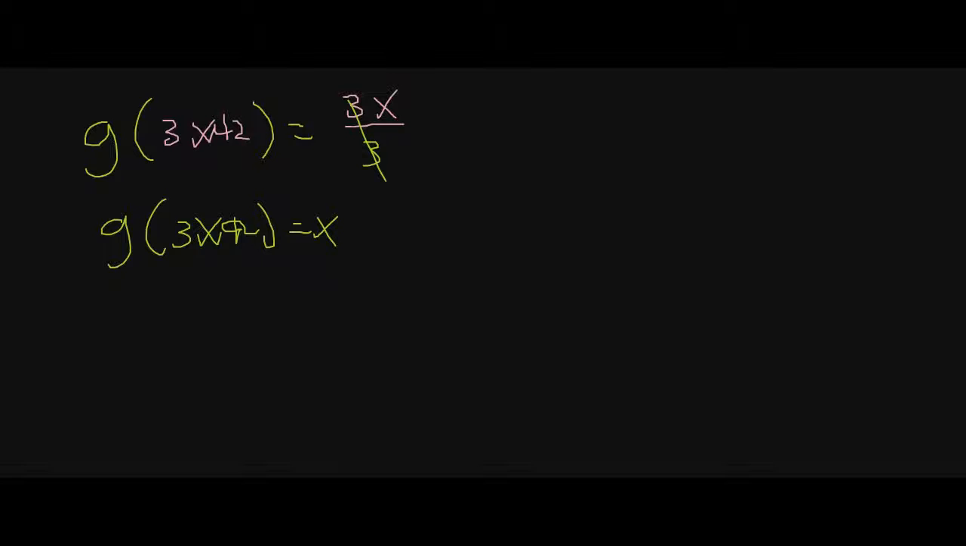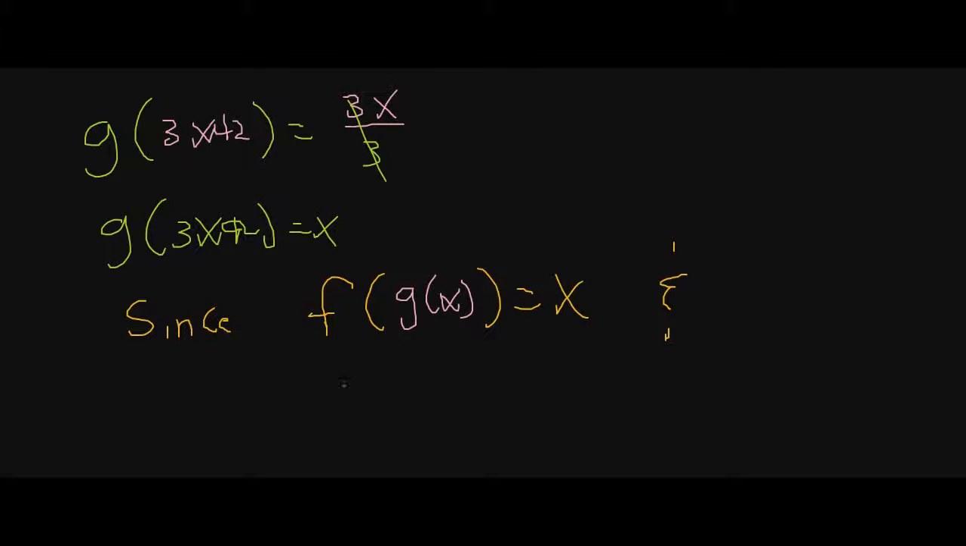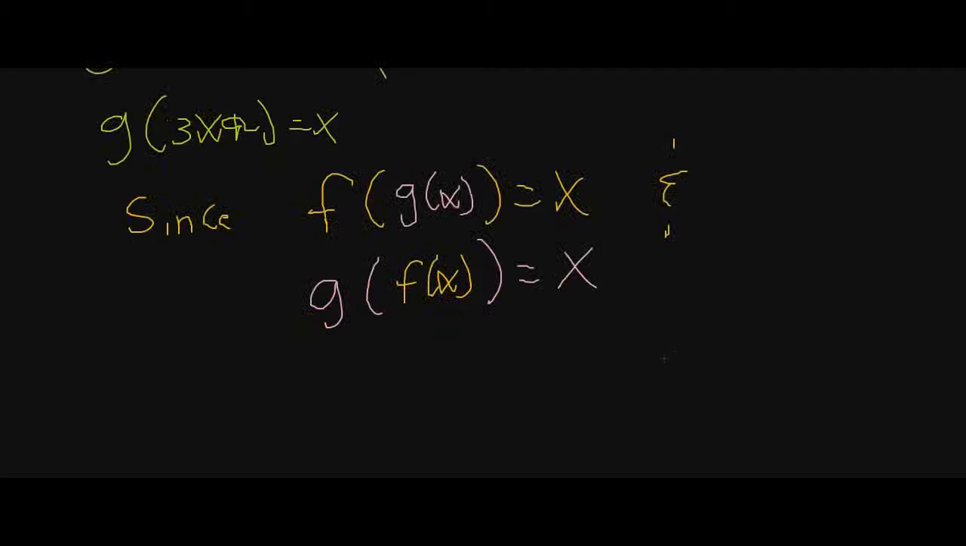So we can finally conclude that since f of g of x is equal to x, and g of f of x is equal to x, they are inverses of each other.